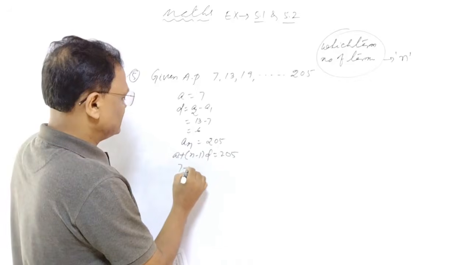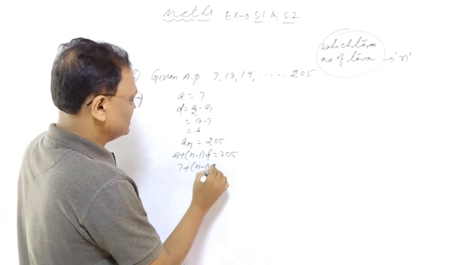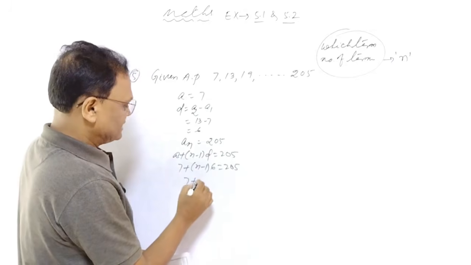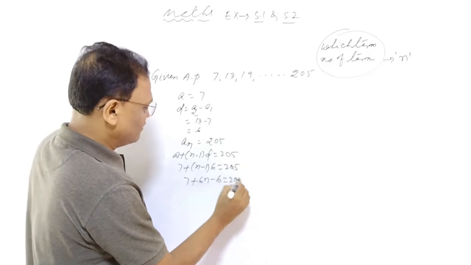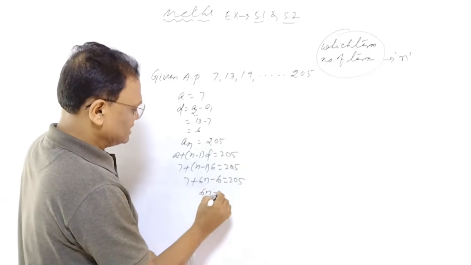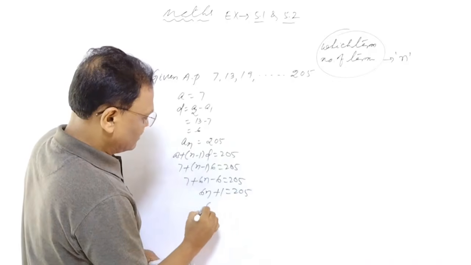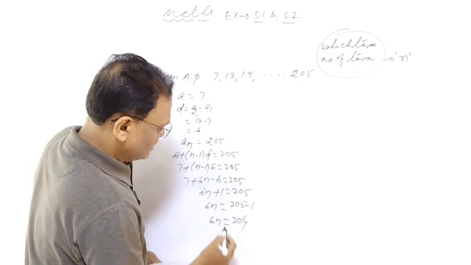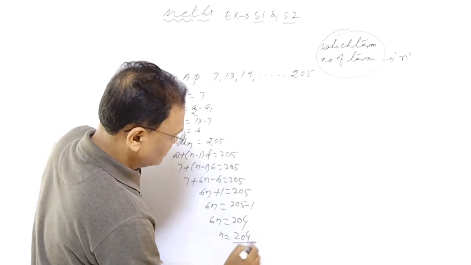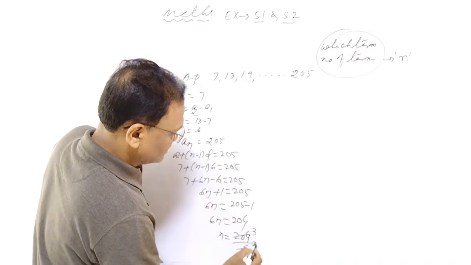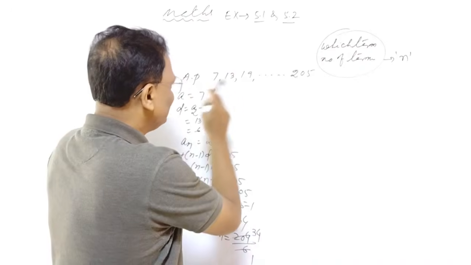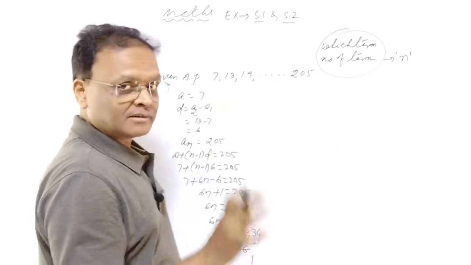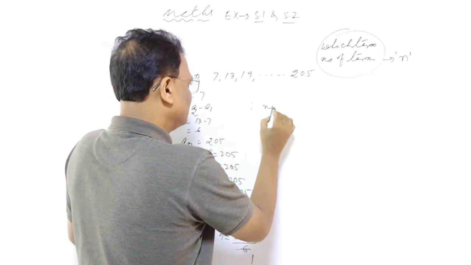What is your a? A is 7 plus n minus 1 into d, d is 6, equals 205. Or 7 plus 6n minus 6 equals 205. Or 6n, 7 minus 6 is 1, equals 205. Or 6n equals 205 minus 1, 6n equals 204. Or n is equals to 204 divided by 6, which is 34. So this 205 is in the 34th place, means 34th term. Therefore, how many terms are there? Number of terms is 34.